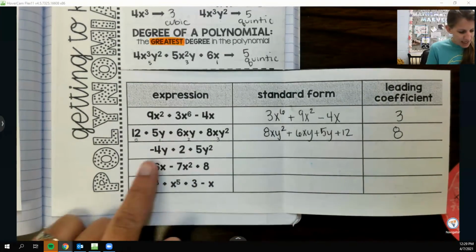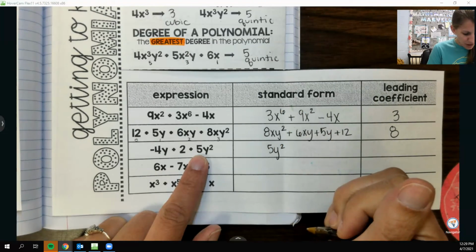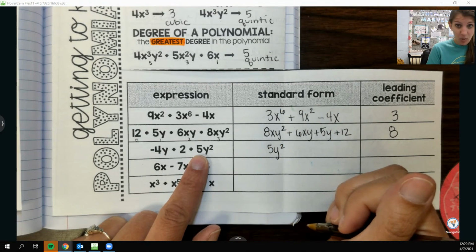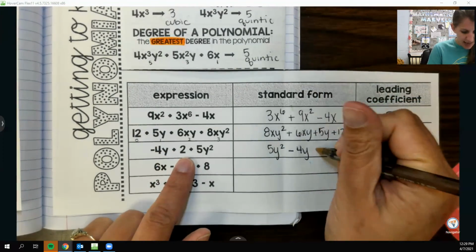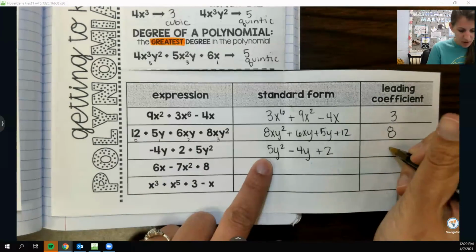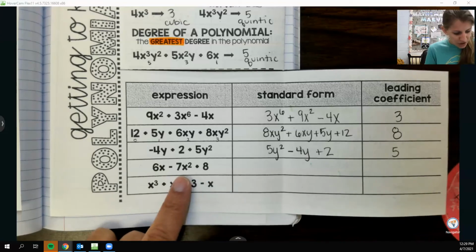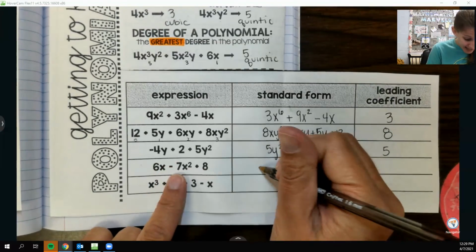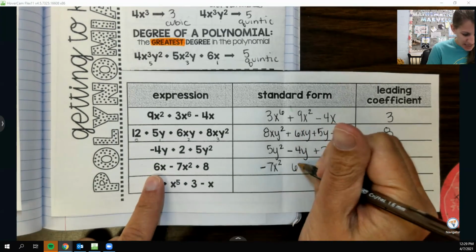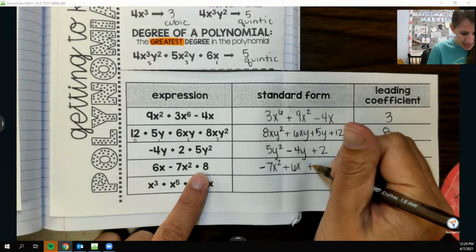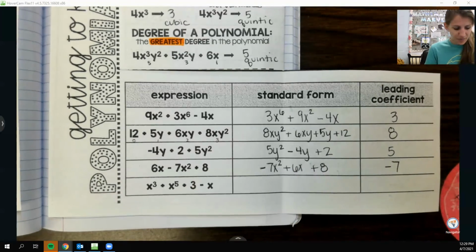On this one here, 2 is the biggest, so 5y squared will go first. Then we're going to go to 1, which is negative 4y, so it'll be minus 4y, and then plus 2, because it's positive. Leading coefficient is 5. Next, the largest is this negative 7x squared. Then the 6x, and it's positive, so plus, and then the 8. So my leading coefficient is negative 7.